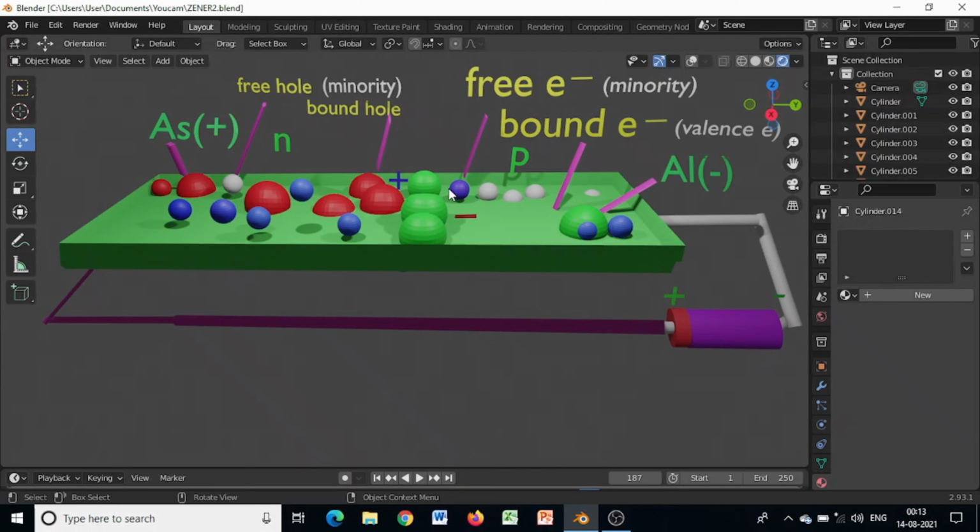So I am not talking about free minority electrons, but talking about electrons in the valence band, that are otherwise bound electrons to aluminium in P side, which are large in number, as the number of aluminium is large, now to tunnel through the junction and go to N side.